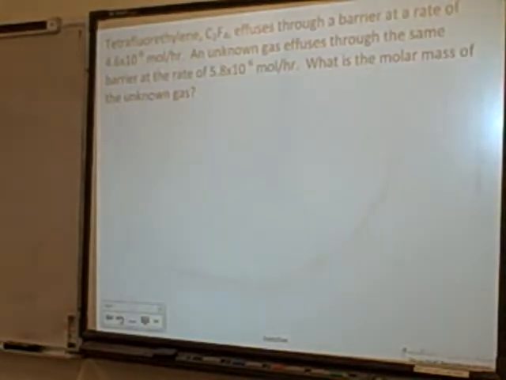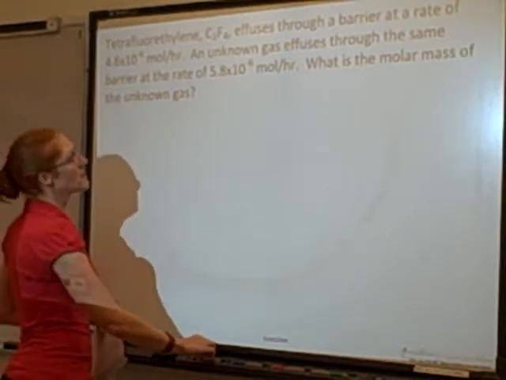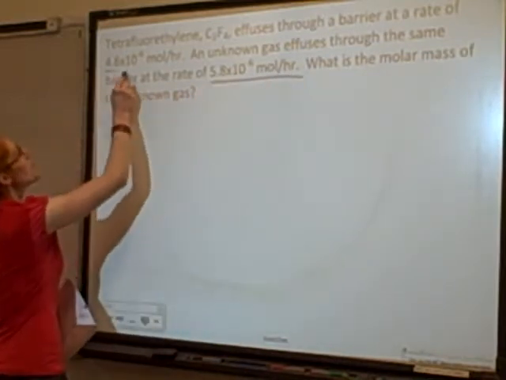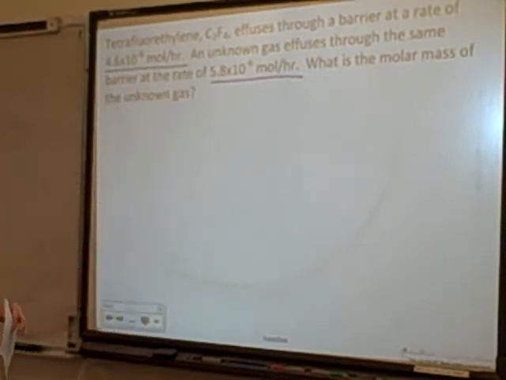Tetrafluoroethylene, C2F4, effuses through a barrier at a rate of 4.6 times 10 to the negative 6 moles per hour. An unknown gas effuses through the same barrier at the rate of 5.8 times 10 to the negative 6 moles per hour. What is the molar mass of the unknown gas?